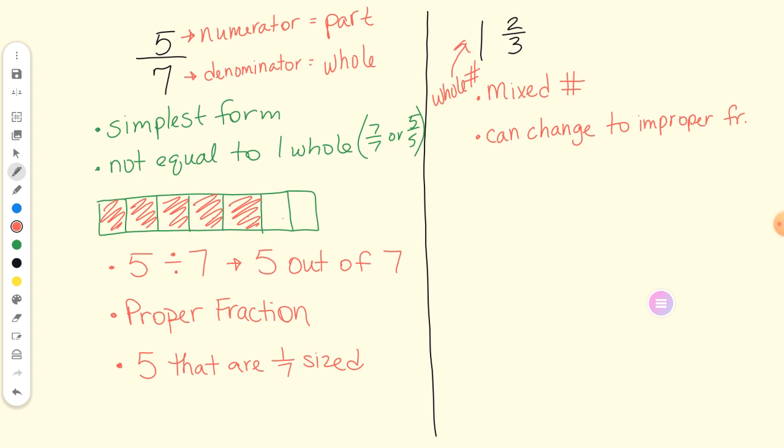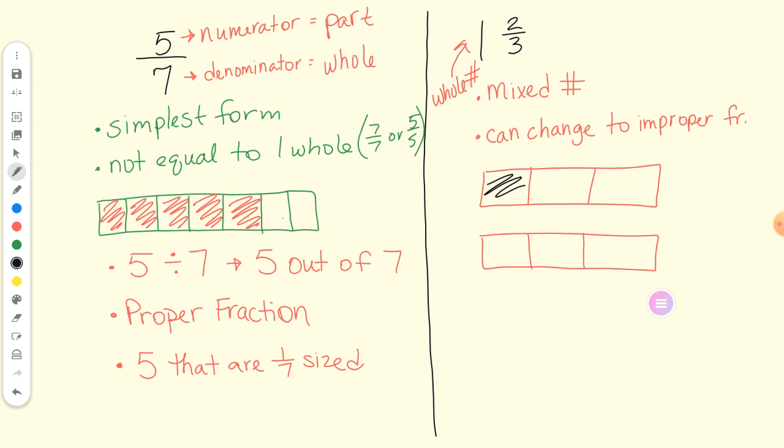So how could I model that one if I had to? Briley? So you can draw two rectangles or squares. Okay. Okay, so in this one you're saying I shade in all of them, and that one I would just shade in 2. I agree.